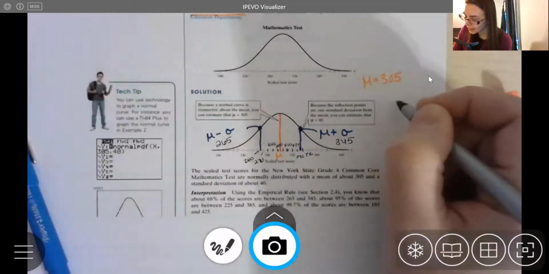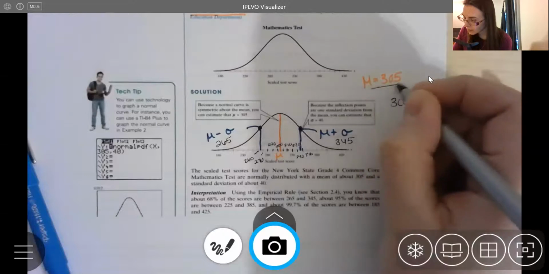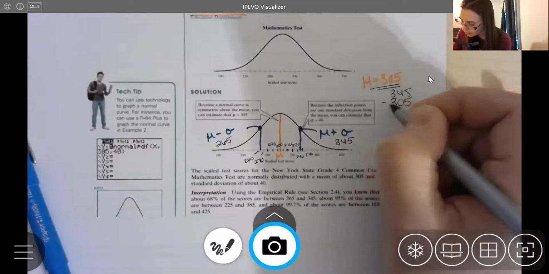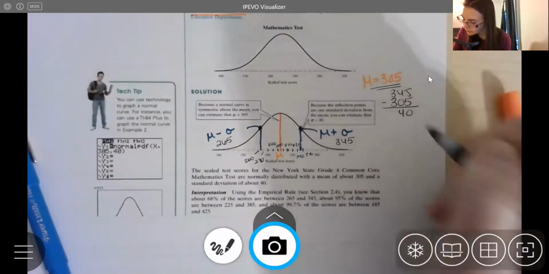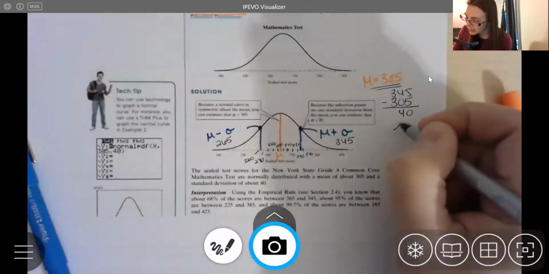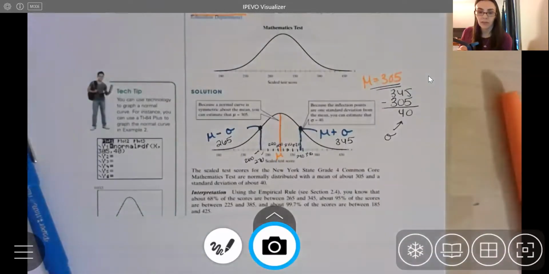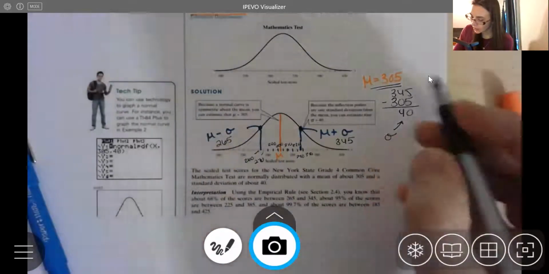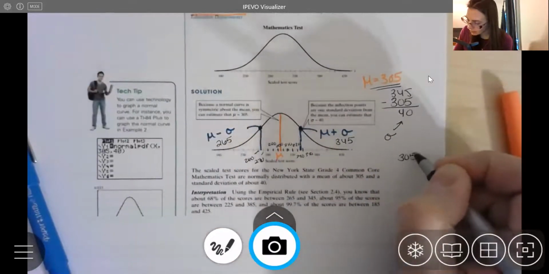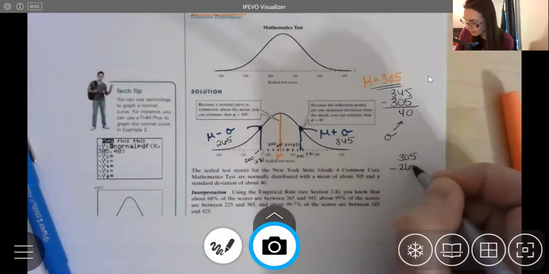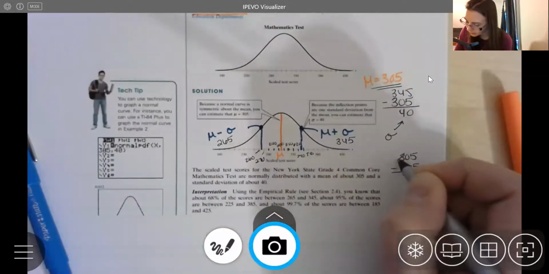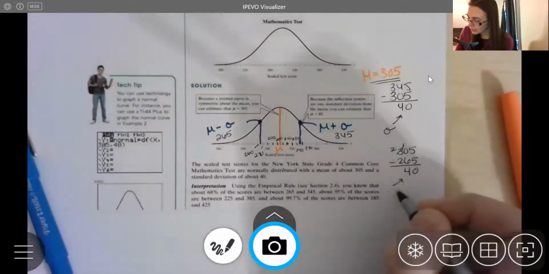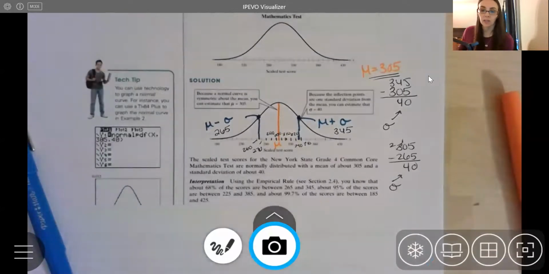So what I can do is take that 305 for my mean and subtract it from 345, and I can get the change. That change here is going to be the standard deviation. And we can do the same thing with this number here. So if 305 is my mean, and I'm subtracting the 265, I'm just subtracting to make my number positive, and I get 40 again. So again, that change is going to be your standard deviation.